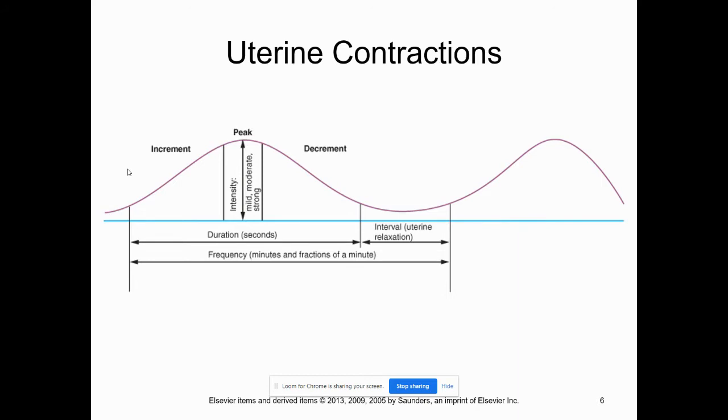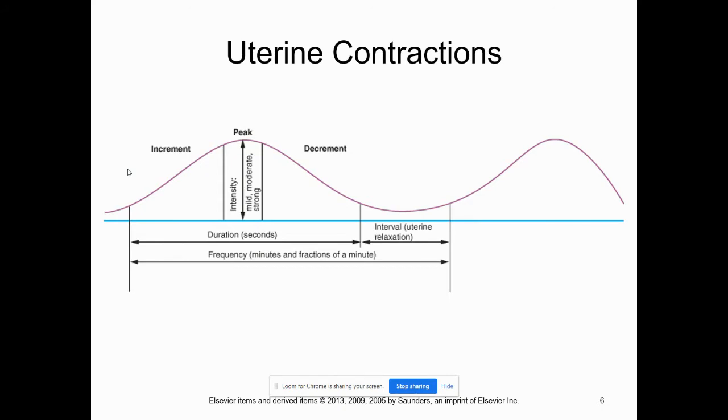This is a diagram of uterine contractions. Each contraction has these distinct time periods, or phases, we call them. There is the first phase, an increment phase. As you can see, the contraction is strengthening, it's ramping up in intensity, and it reaches its full intensity at the peak, we call it. That's when the contraction is the most intense. And then the uterus begins to relax, and we call that phase the decrement.